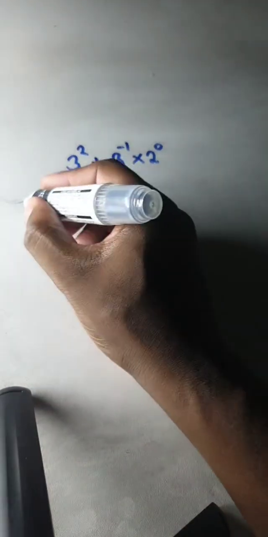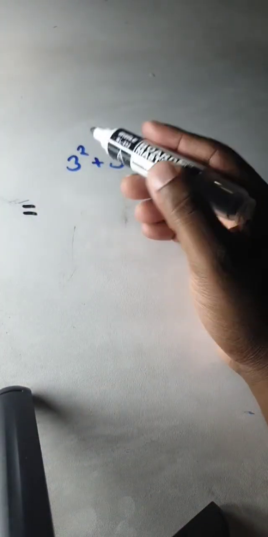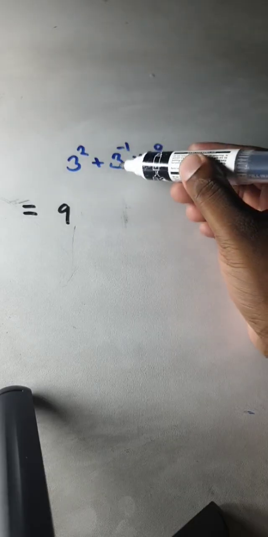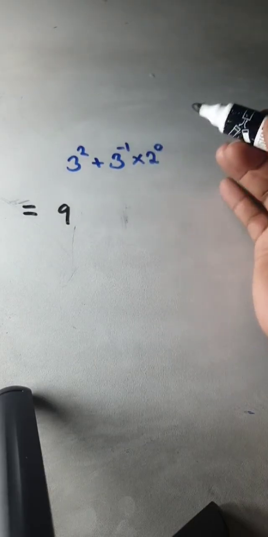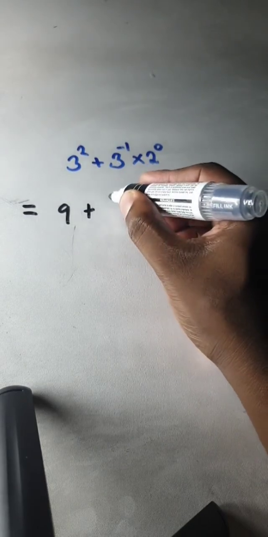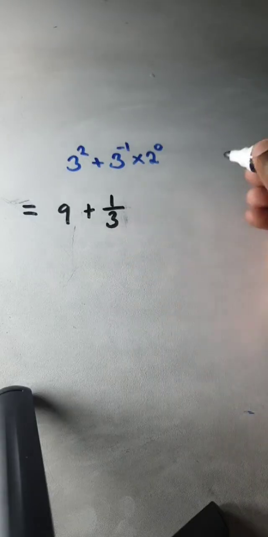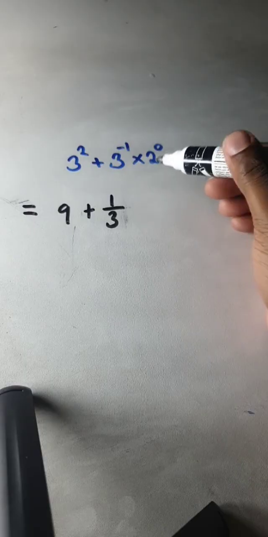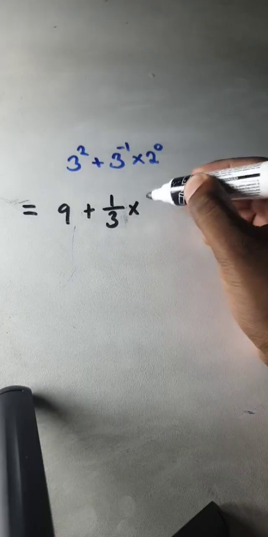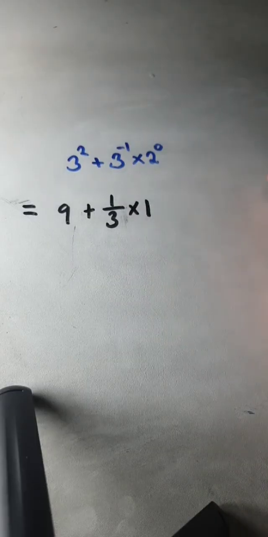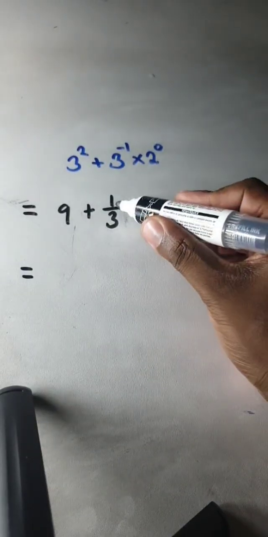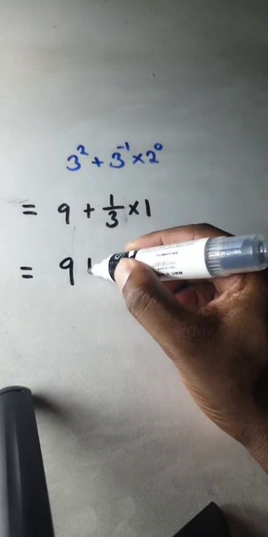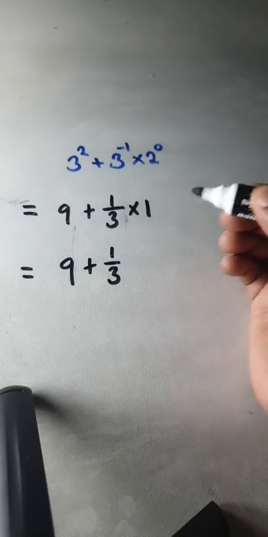Okay, we say 3 squared, it's 9. Then 3 to the power negative 1 is the same thing as 1 over 3. Then any number raised to the power 0 is 1. So now, 1 over 3 times 1 is 1 over 3. So now we are saying 9 plus 1 over 3.